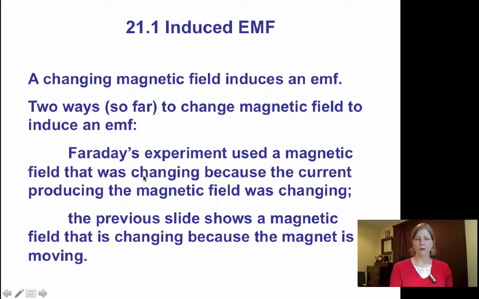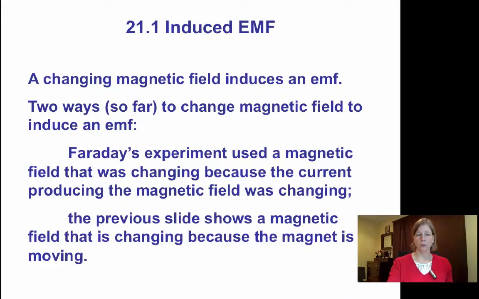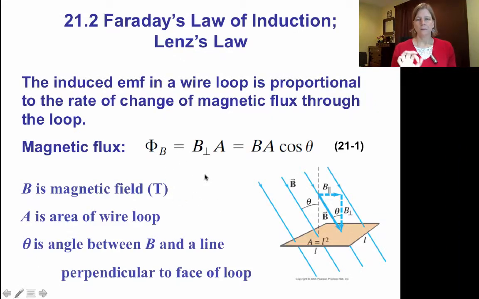One was Faraday's experiment, where he used a magnetic field that was changing because the current producing the magnetic field on the left side of that iron core created a magnetic field through that iron ring, and that gave you a changing magnetic field in the loop of wire on the right side. Or the last slide, where we're physically moving a magnet towards or away from a loop of wire. The magnetic field through the loop of wire is changing, and that induces an EMF, or a current, in the loop of wire.